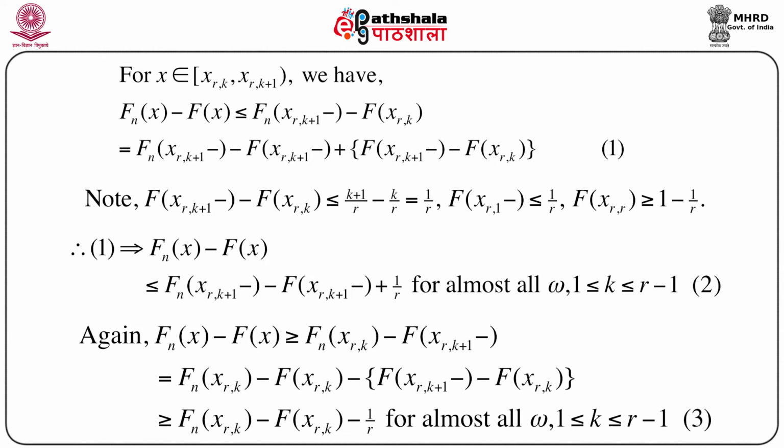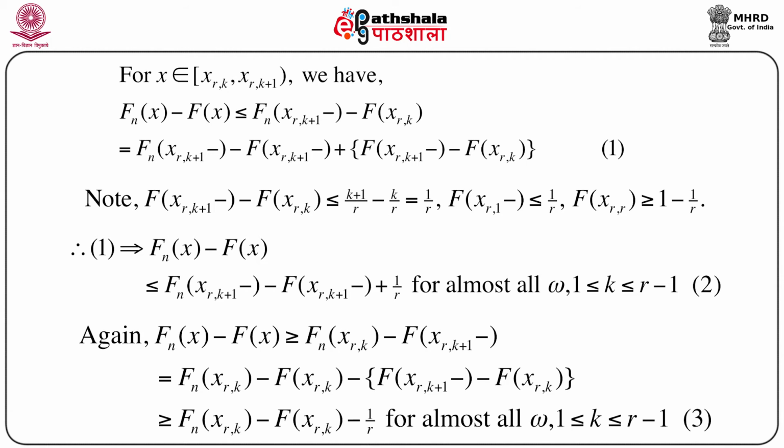It is clear from 1 that F_n(x) minus F(x) is bounded above by a quantity which can be written as the sum of two quantities. The first quantity is F_n(x_r(k+1) minus) minus F(x_r(k+1) minus), and the second term is F(x_r(k+1) minus) minus F(x_rk). Now let us look at these terms individually. F(x_r(k+1) minus) minus F(x_rk) is less than or equal to (k+1) by r minus k by r, which is nothing but 1 by r. Again, we know that F(x_r1 minus) is less than or equal to 1 by r, and F(x_rr) is greater than or equal to 1 minus 1 by r. So 1 implies that the second term is less than or equal to 1 by r.